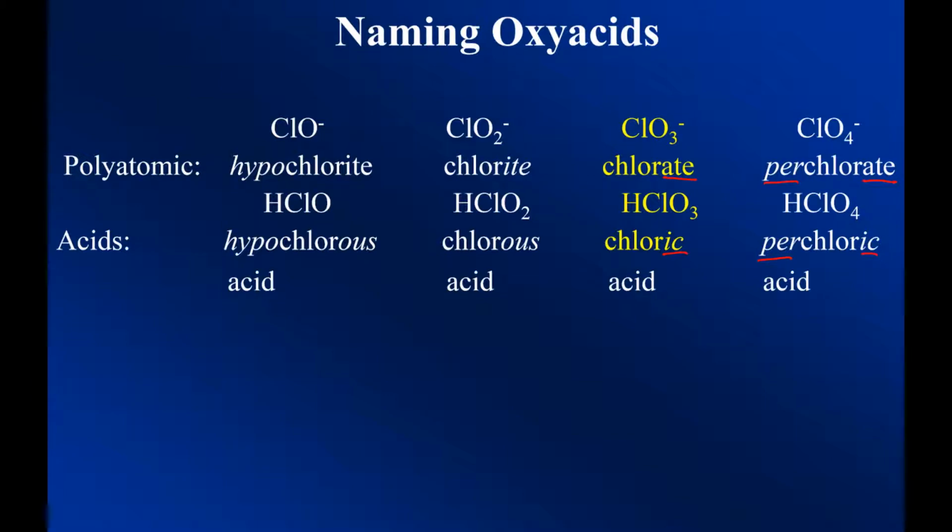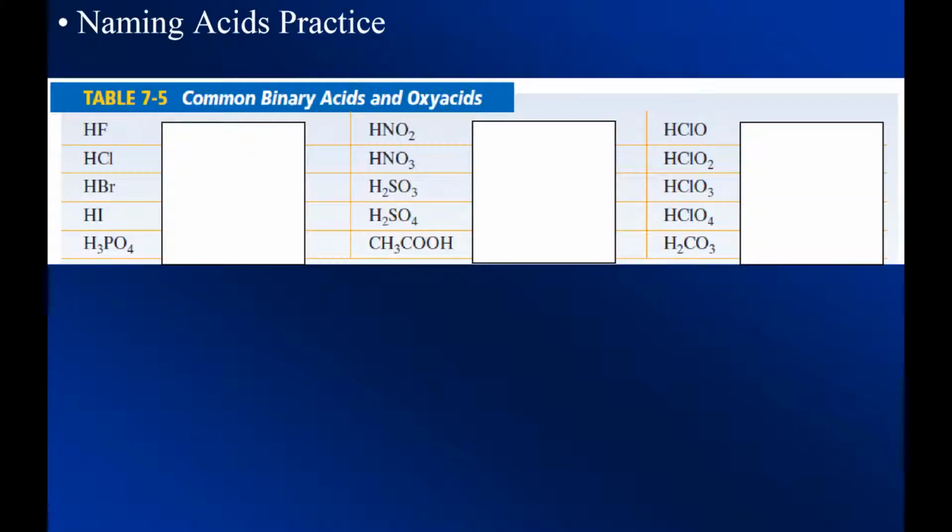If you have one less, instead of it being ite, it's ous. And if you have one less than that, instead of it again being ite, it's still ous, and we still have the hypo in there. So basically that's the pattern in order to name these. Let's go ahead and name a few of these.